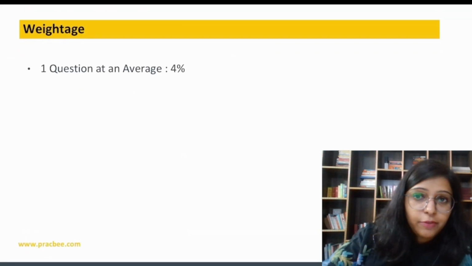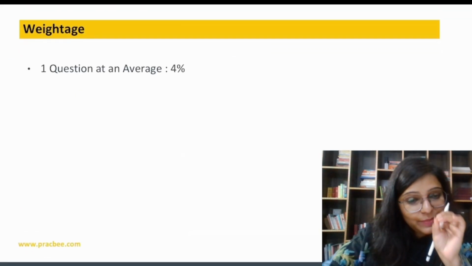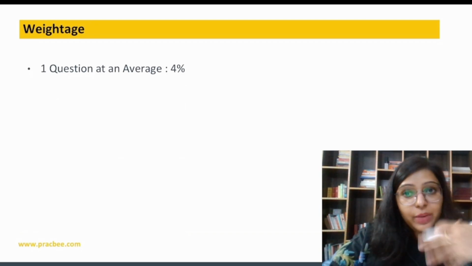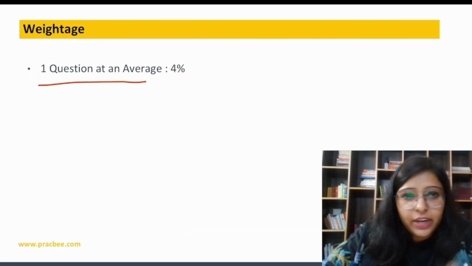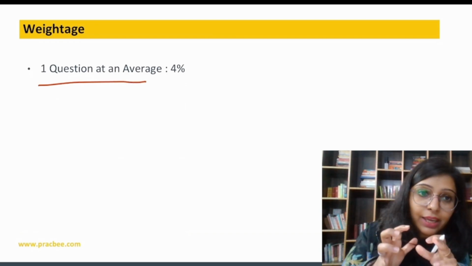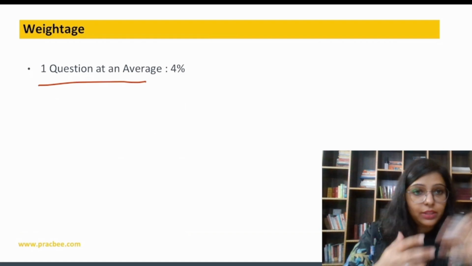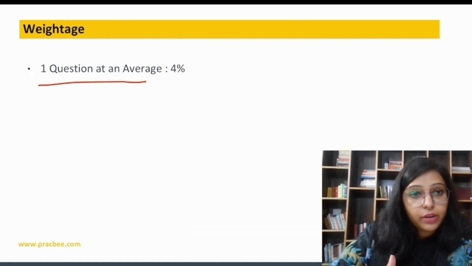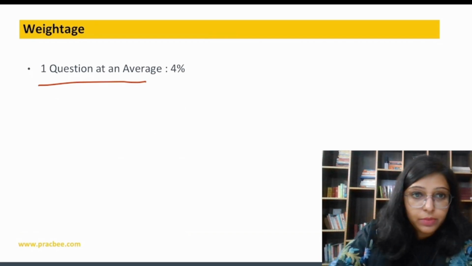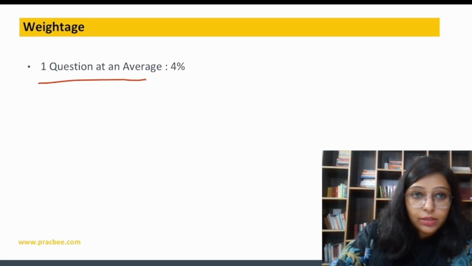If we talk about the weightage, and I want to find out how many questions are directly from hydrocarbons, we can say only one question on average. But in organic chemistry, every chapter is interrelated with other chapters. So every chapter of organic chemistry is important, and the most common chapter is hydrocarbons. Okay, I think I am clear on this.